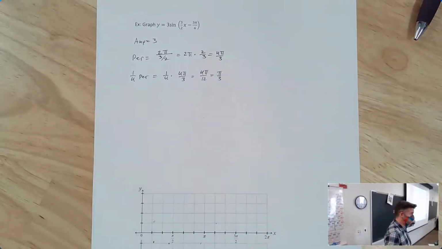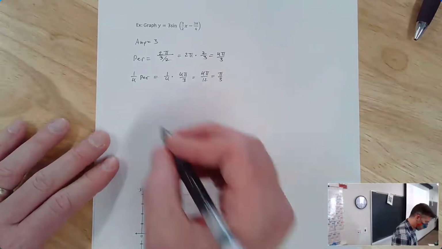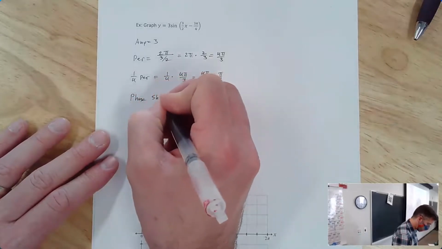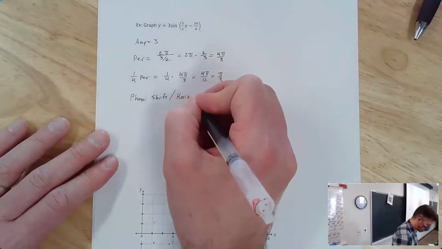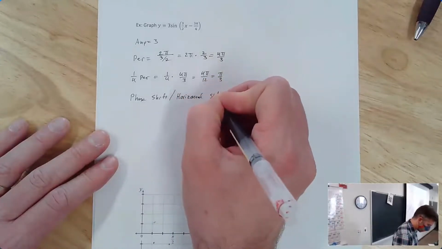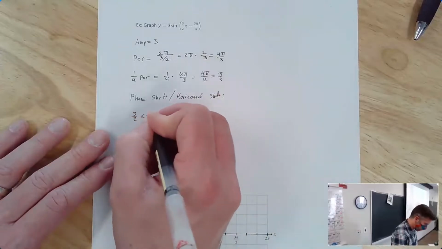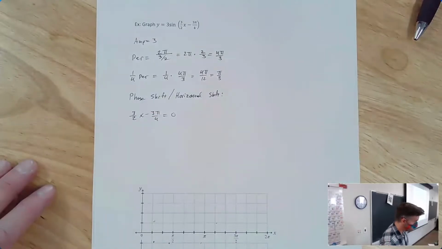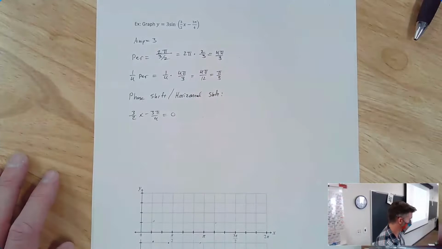So that's a quarter of our period. And then we need to find our phase shift or a horizontal shift, whatever you want to call it. Let me ask you all, are we shifting to the left or to the right? To the right. Okay, we're going to set 3/2 x minus 3 pi over 4 equal to 0. We're always just setting the insides of that thing equal to 0.